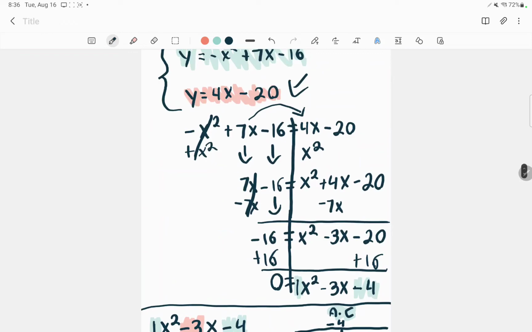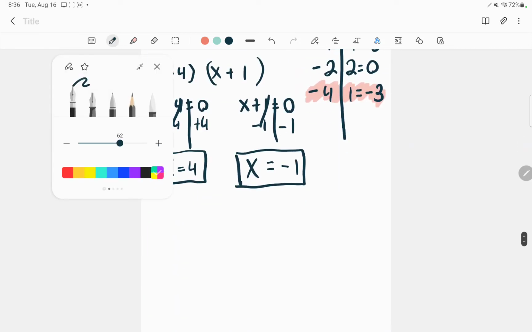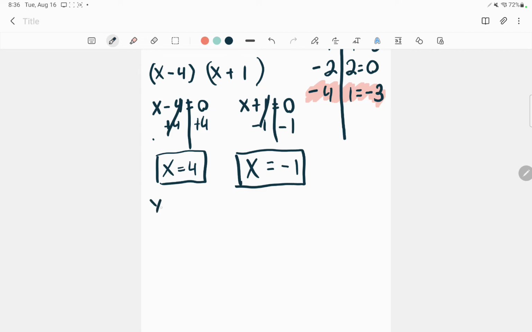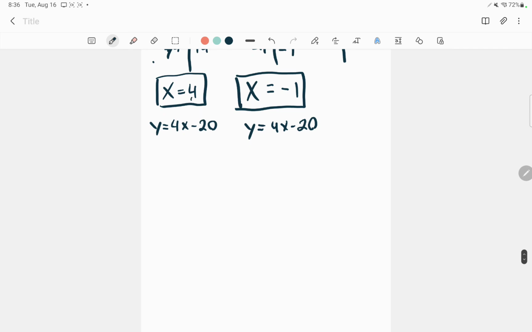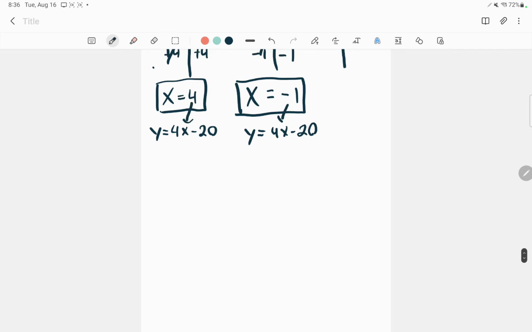So it's going to be 4x minus 20. I'm going to write it. Y is equal to 4x minus 20. All I'm going to do is substitute this 4 for x. Same thing, negative 1 for x. So it's going to be y is equal to 4 parentheses, negative 1, minus 20. Now I know if I multiply those two, I get negative 4 minus 20. Y is going to equal negative 24.